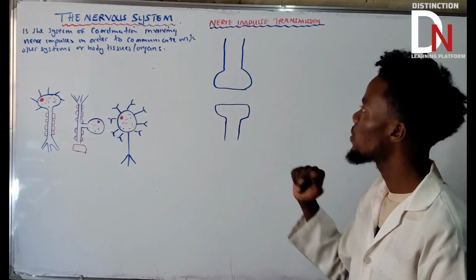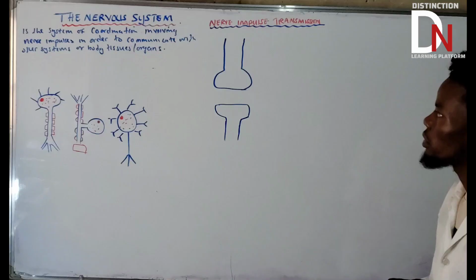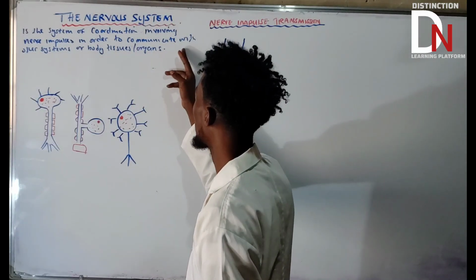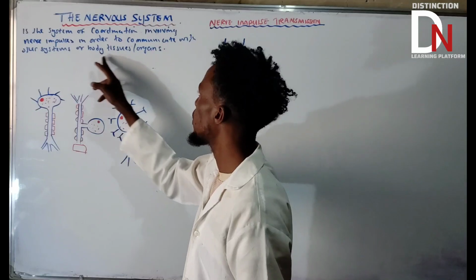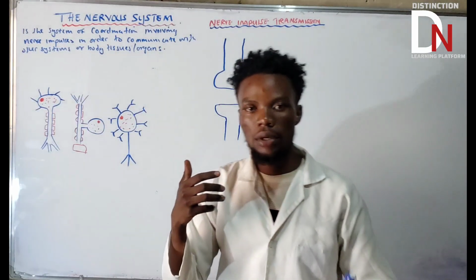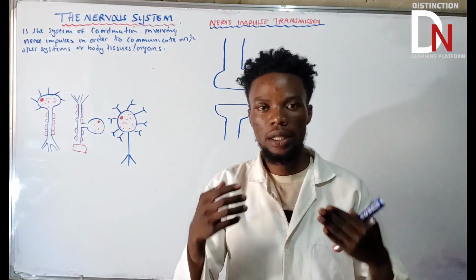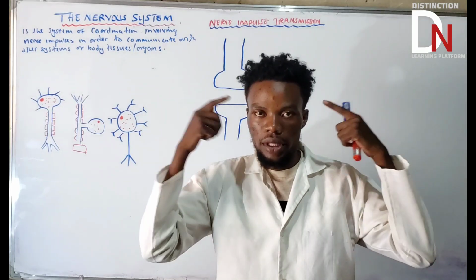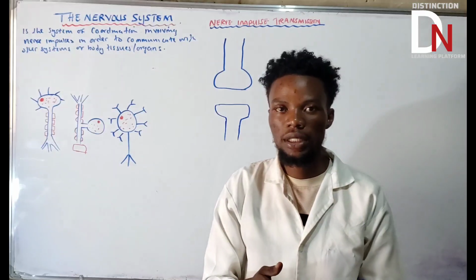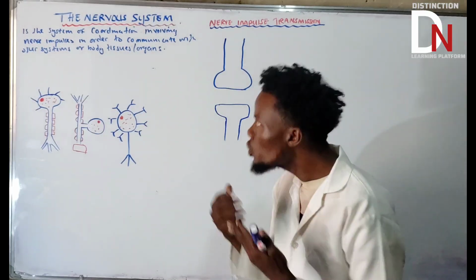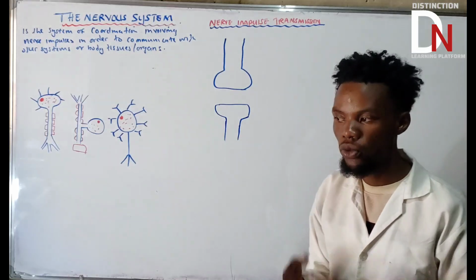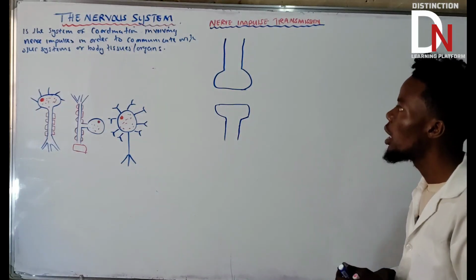So this is also a system of coordination, but this one involves nerve impulses in order to communicate with other systems or body tissues or organs. Because for me to speak like this, there has to be communication between the brain and the mouth. That communication should be coming from the nervous system, or maybe from the endocrine system. So it's a very important system to understand.